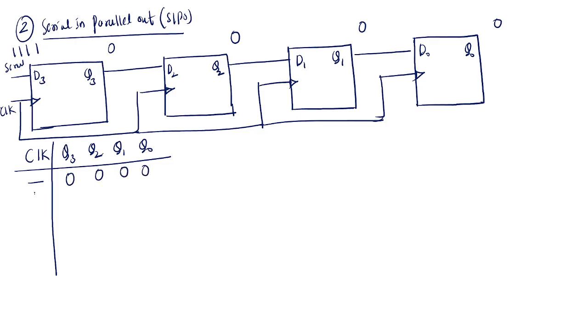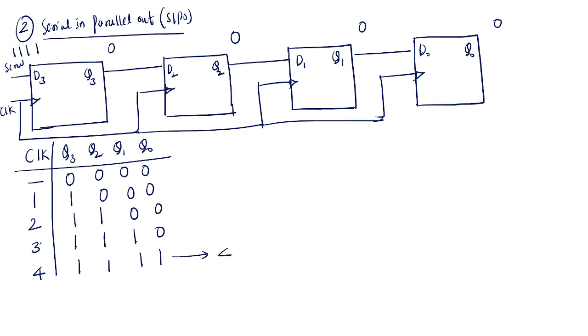And first, loading of data. At the first clock pulse, what happens? Q3 will be 1, remaining all are zeros. At the second clock pulse, Q3 will be 0, 1, 1, 1, 1, 1, 0, 0. At the third clock pulse, what happens? 1, 1, 1, 0. At the fourth clock pulse, all are 1, 1, 1, 1. That means at the fourth clock pulse, loading of data will happen.